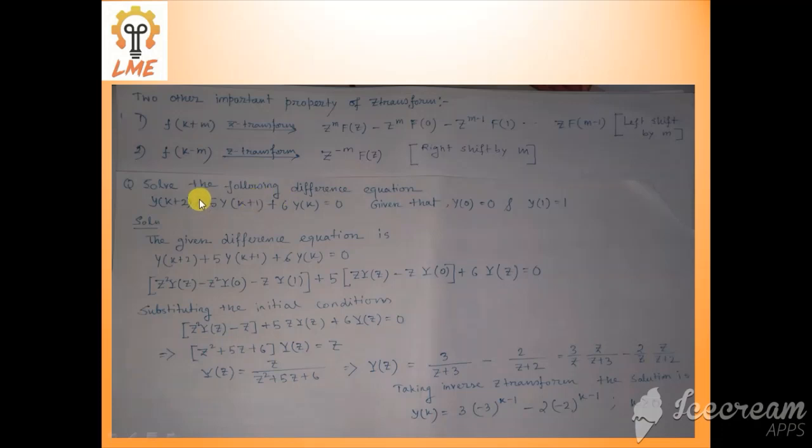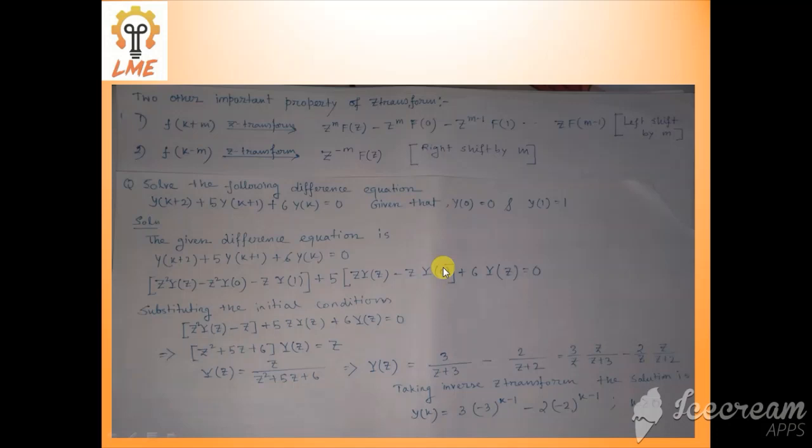See guys, this is how to solve a difference equation. It means this difference equation is surely representing the dynamics of a discrete system, and you are asked to solve this difference equation, and the initial conditions are given. See here, y(0) is equal to 0 and y(1) is equal to 1. These are two initial conditions given along with the difference equation, and you are asked to solve the difference equation. So how will you solve that?